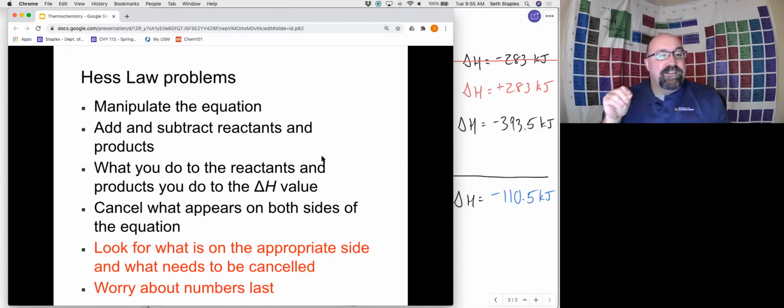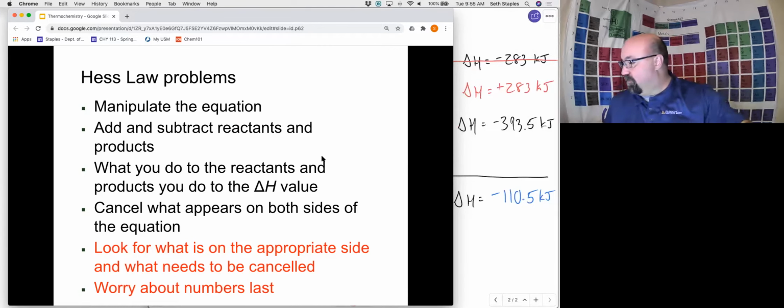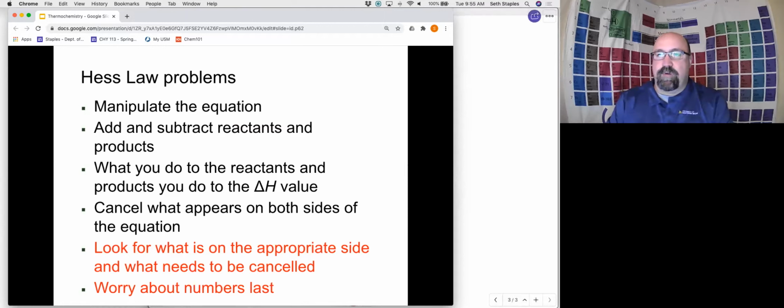You may find in some cases that you need to multiply a reaction through by a certain number. Maybe your target equation, let's just look at a rough example here of what I'm talking about.